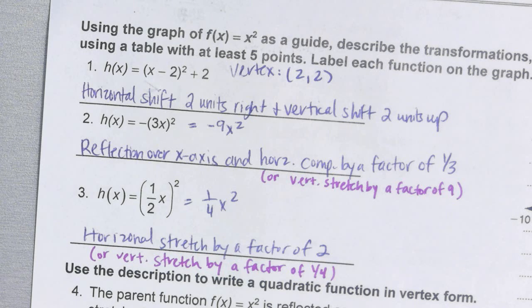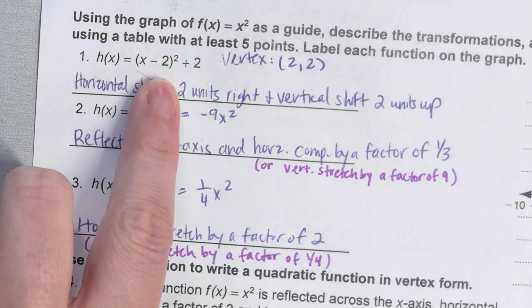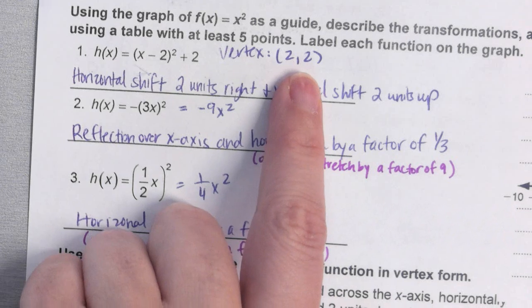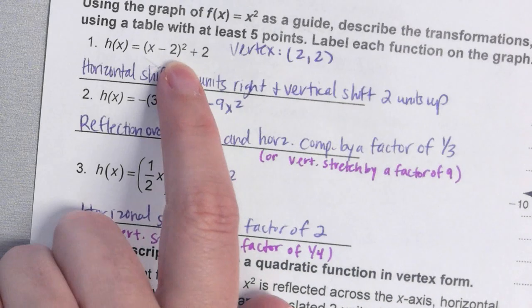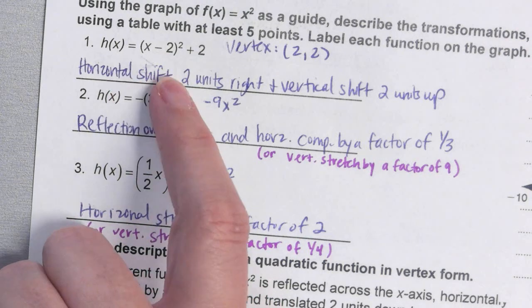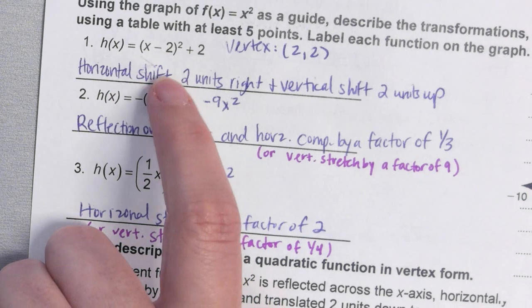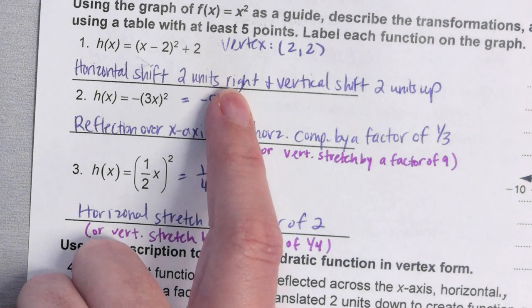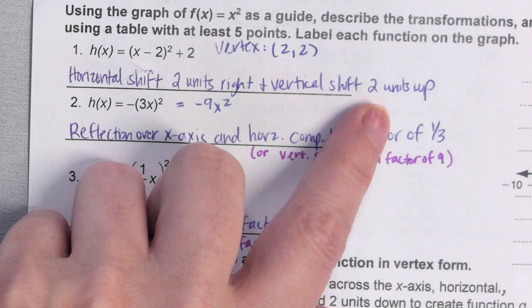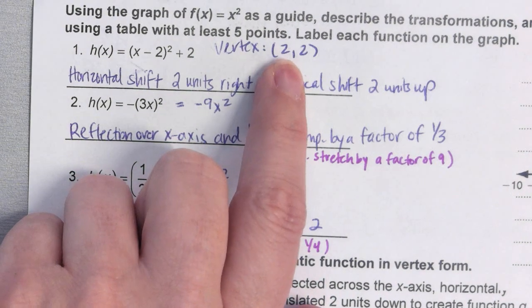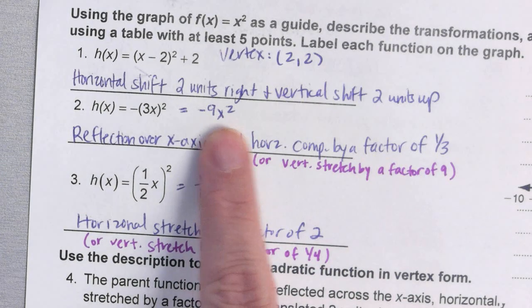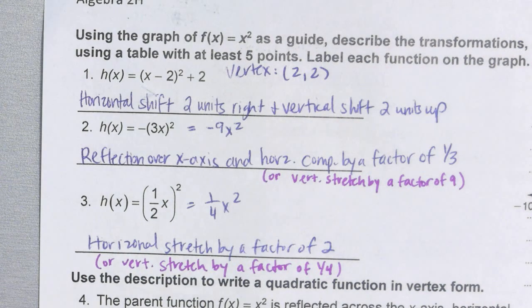So for number 1, the vertex, you can pick it out right away. This is in vertex form, so right away we should know the vertex is 2, 2. You look on the inside, if it's -2, remember it's a horizontal translation. So this is a horizontal shift, 2 units to the right. And then it's a vertical shift 2 units up. Now these do match the vertex. We're going to do that first for all of them, and then we're going to go to the next steps.